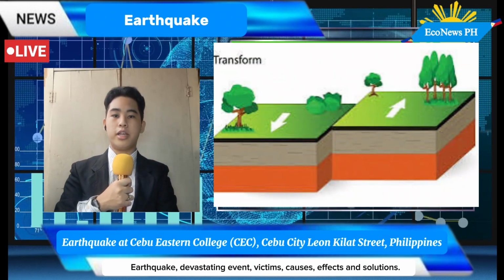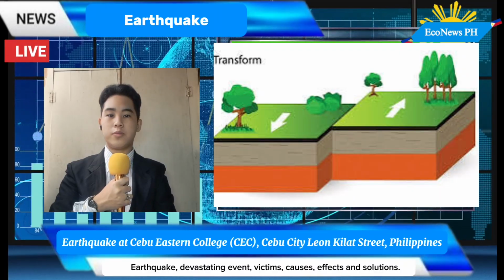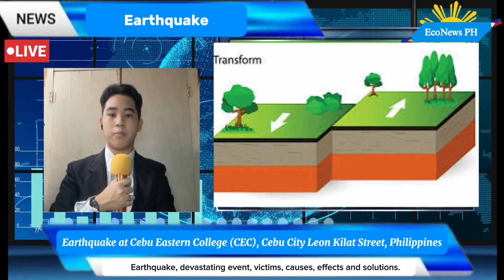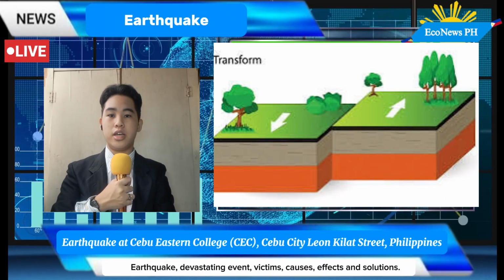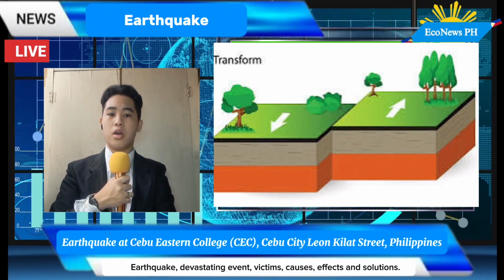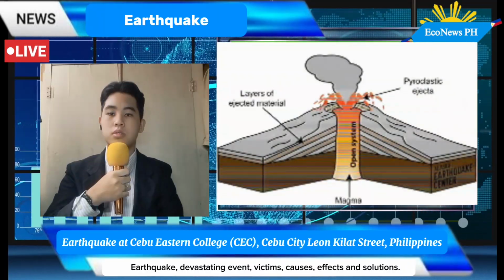Moving on to the third tectonic plate movement, the transform plate boundary. At a transform plate boundary, plates slide past each other. They get stuck because of the friction, then suddenly slip. That sudden movement causes a strong earthquake. One famous example is the San Andreas Fault in California.